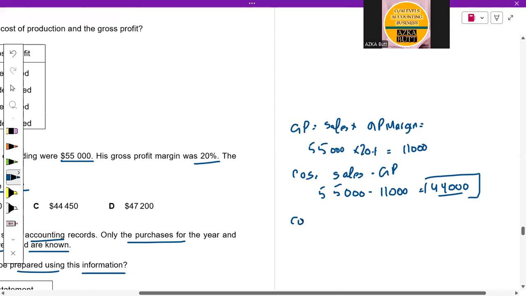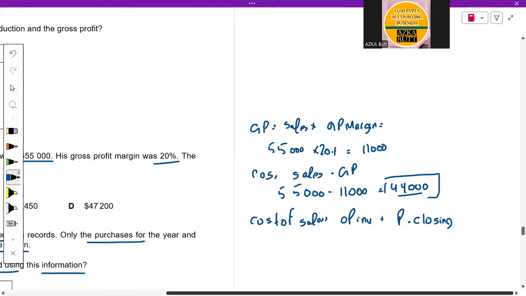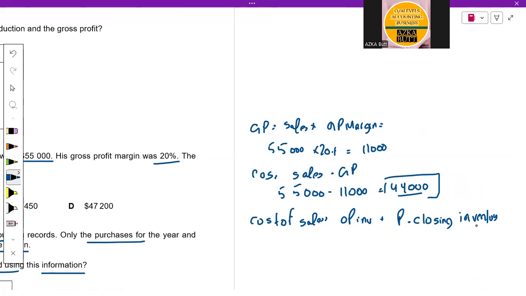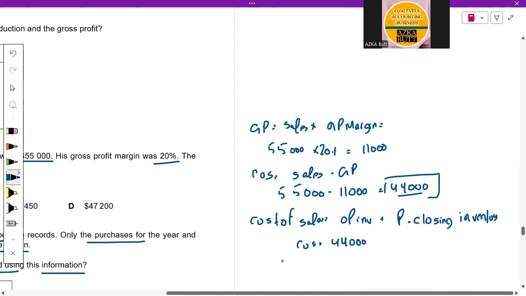The formula for cost of sales is equal to opening inventory plus purchases minus closing inventory. Because we are not provided with the opening inventory, we assume that it is $0, since it's Roshan's first year of trading. So the formula simplifies to cost of sales equal to purchases minus closing inventory. We have the cost of sales, which is 44,000, and the closing inventory, which is 3,200.